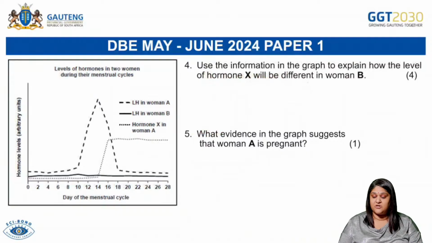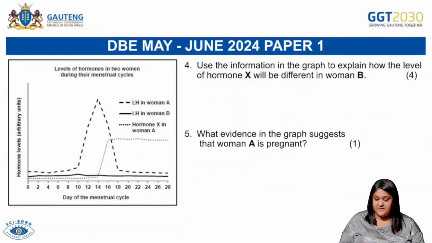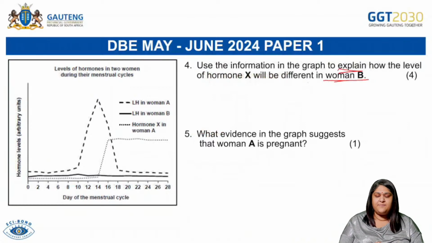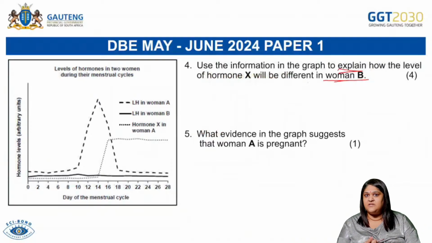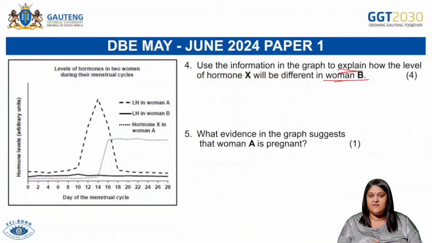Use the information in the graph to explain how the level of hormone X will be different in woman B. Okay, so they're saying in woman A, that's what's happening to it, right? But now explain how it would be in woman B. So now you ask yourself, what is wrong with woman B? Woman B has very low LH. And what is the function of LH? The function of LH is to stimulate ovulation. Okay, it causes ovulation. So if the LH does not peak, ovulation cannot occur. Okay, and so that is the reason why.